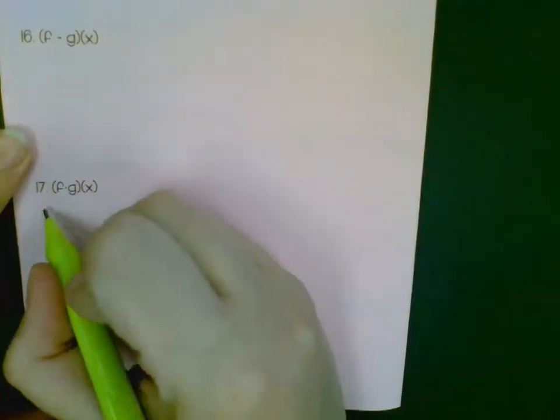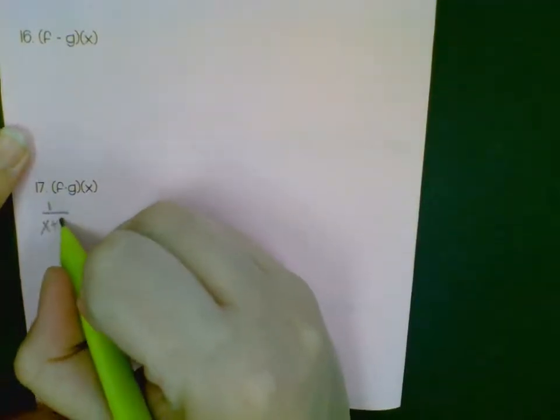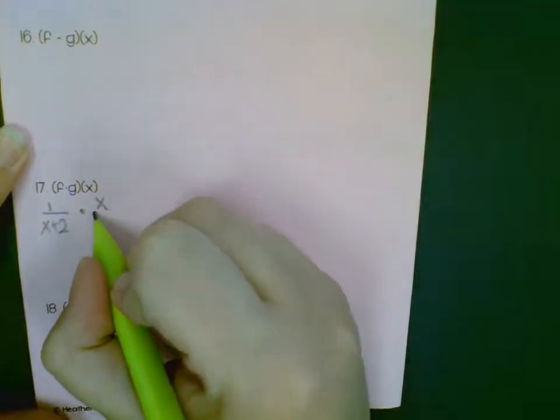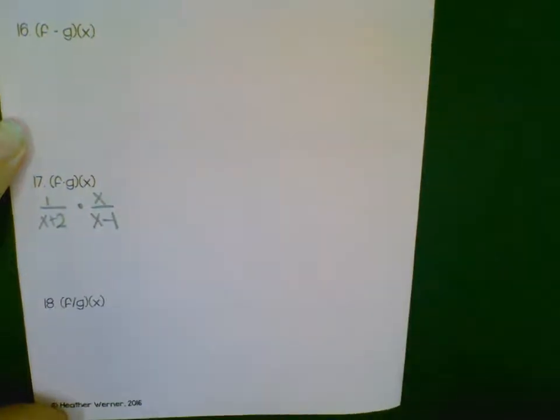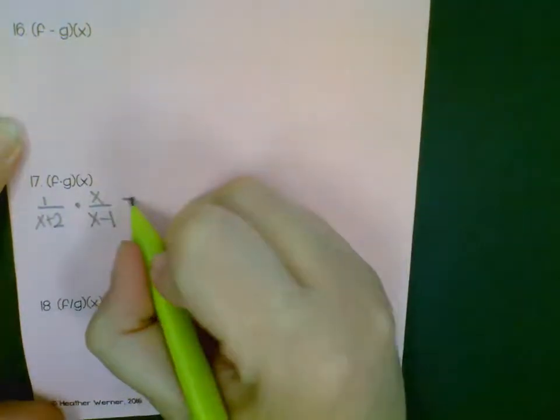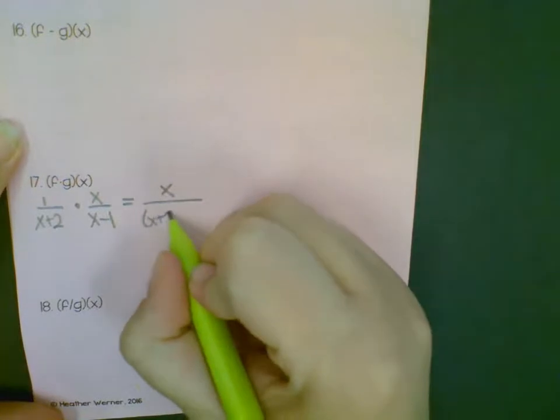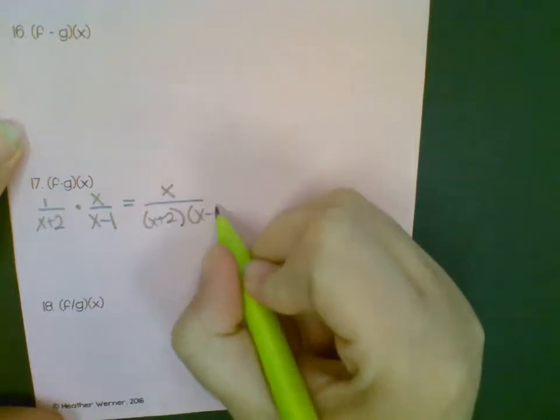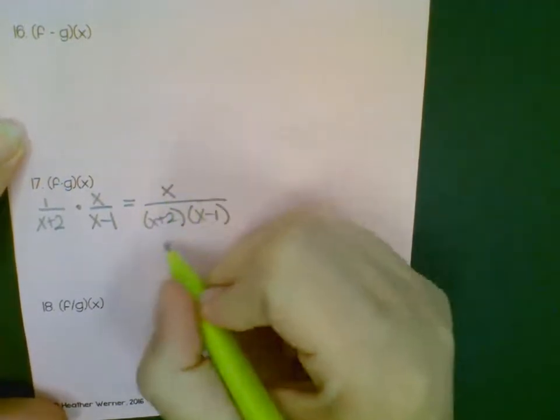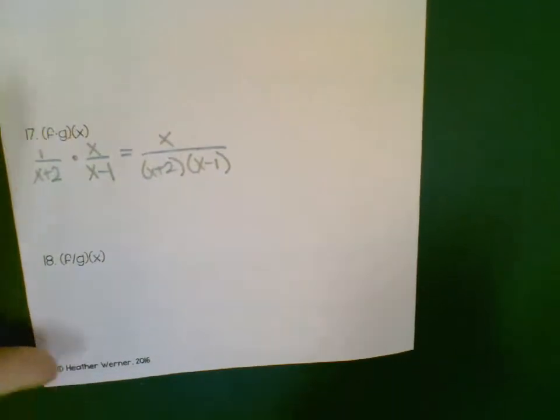17 we're timesing, so we'd have 1 over x plus 2 times x over x minus 1. So remember, when you multiply fractions, you multiply straight across. So that would be x over x plus 2 times x minus 1. And there's nothing to cross out here, so that would be it for 17.